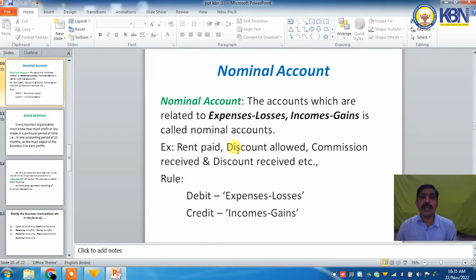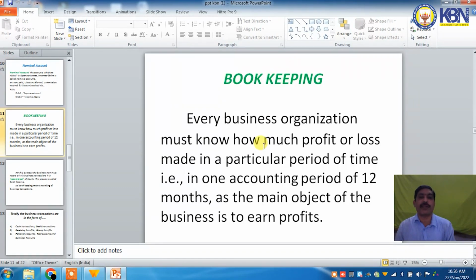So, totally business transactions are classified into cash transactions, credit transactions, receiving benefits, giving benefits, and personal accounts, real accounts, nominal accounts. These are all business transactions. The main object of every business organization is to earn profits. So every trader must know how much profit or loss was made in a particular period.